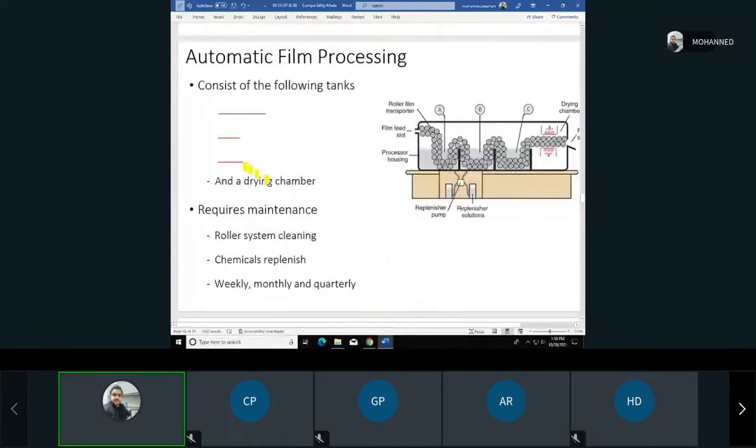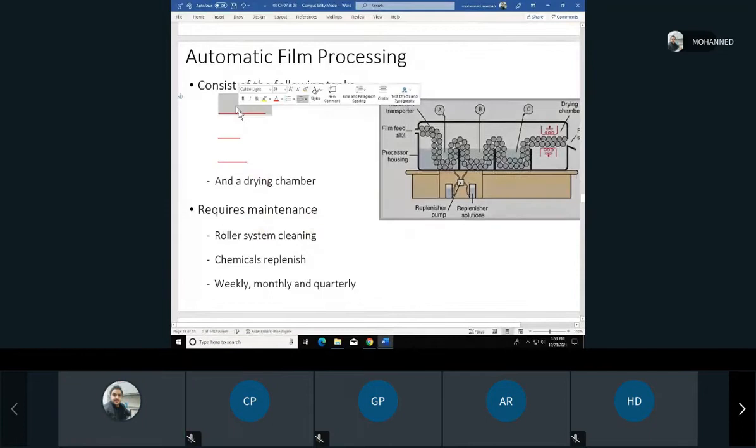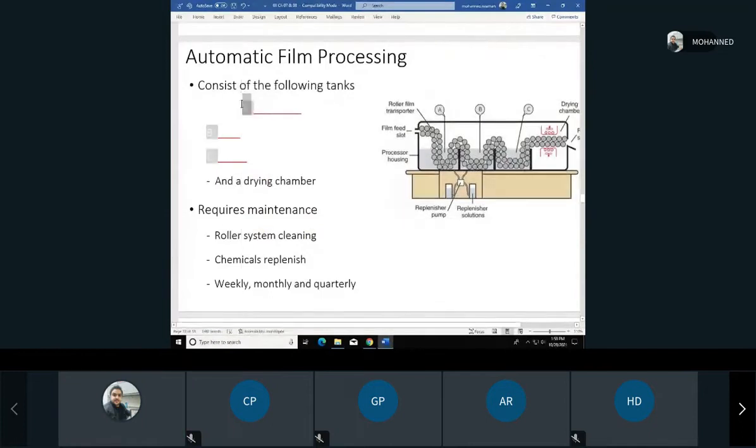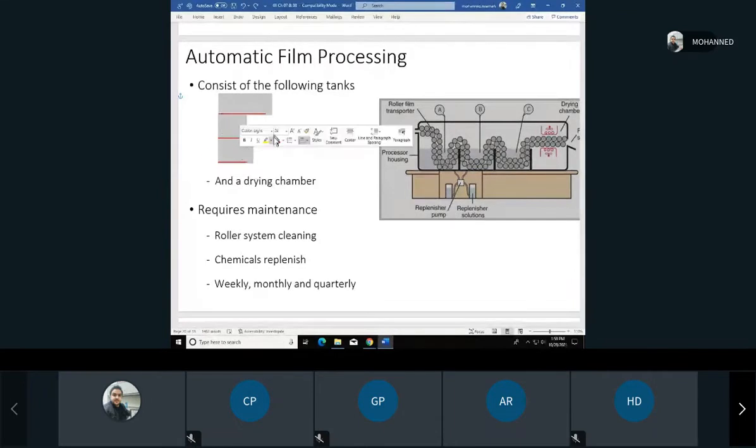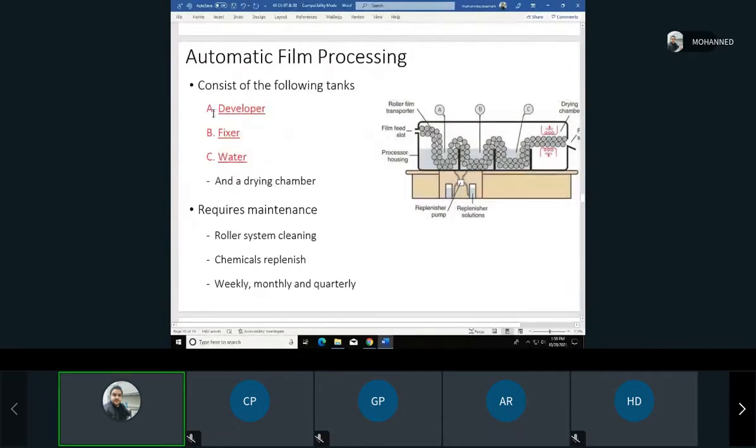So it consists of these tanks. A is developer, B is fixer, and C is water, and then the drying chamber at the end.